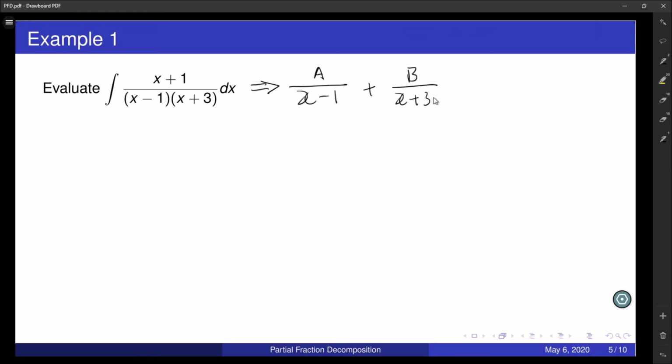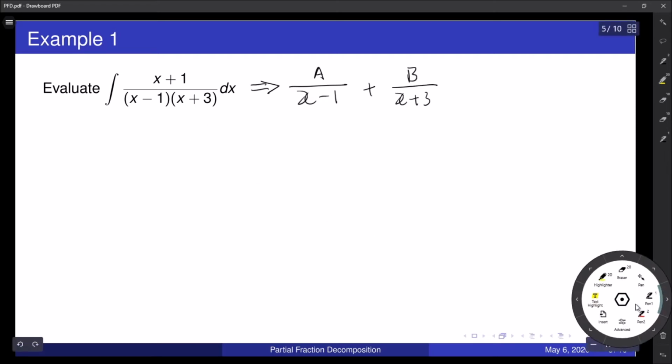Once we have that, we can work out what A and B are respectively by firstly multiplying everything by the denominator. So let's use a red pen, actually make it smaller.